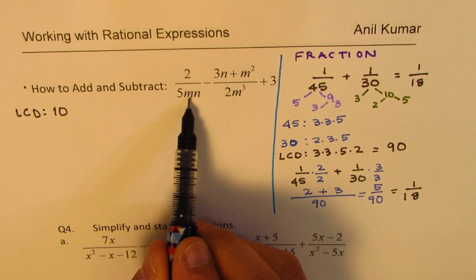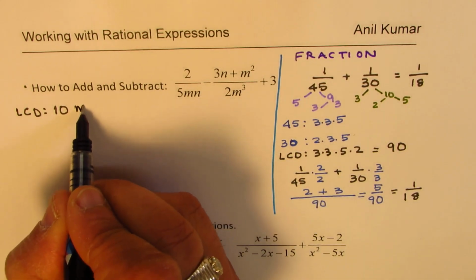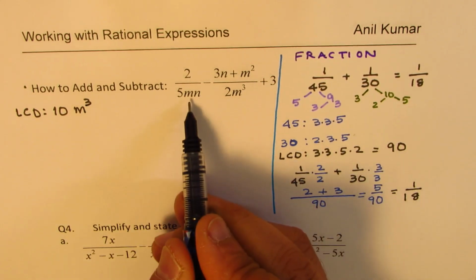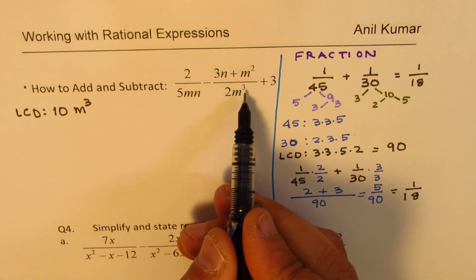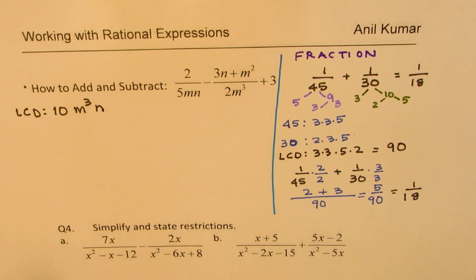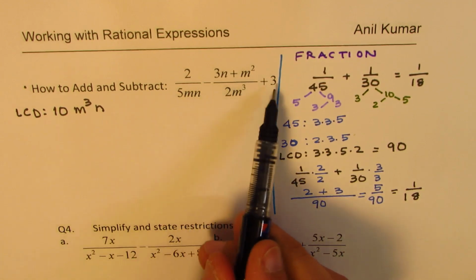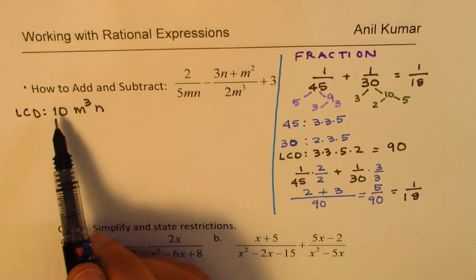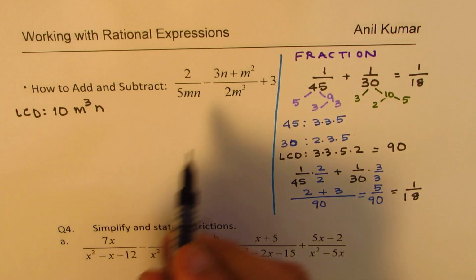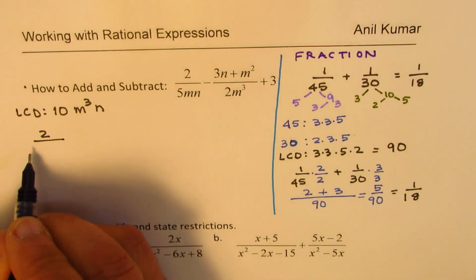As far as m is concerned, we have a bigger m here, m cubed, so we'll take m cubed. So this is already included. Once I take m cubed, n is not there, so we'll take n also. So that becomes our lowest common denominator. Now that really means that I have to write all the 3 terms with the denominator of 10m cubed n. We are given 2 over 5mn.